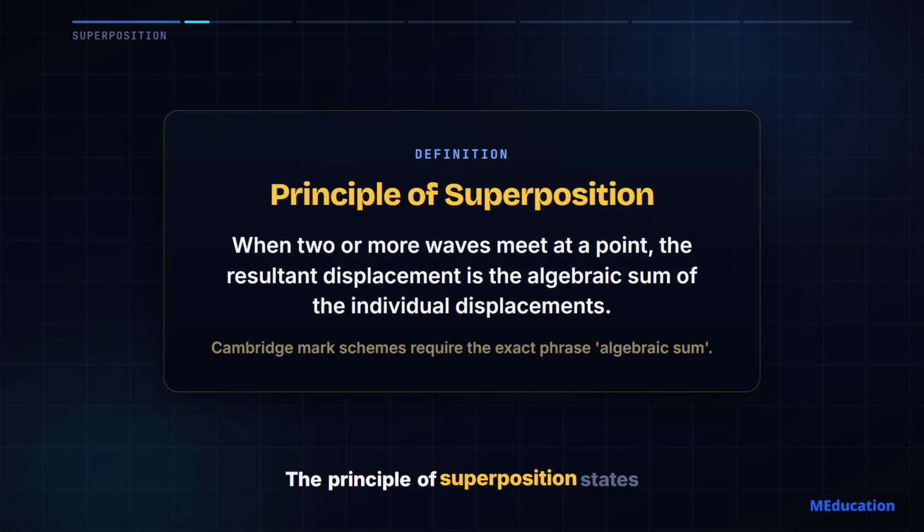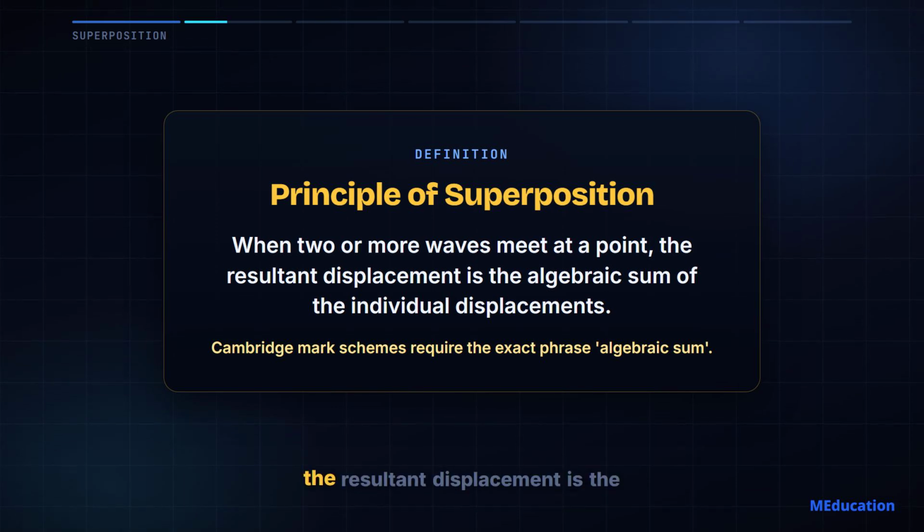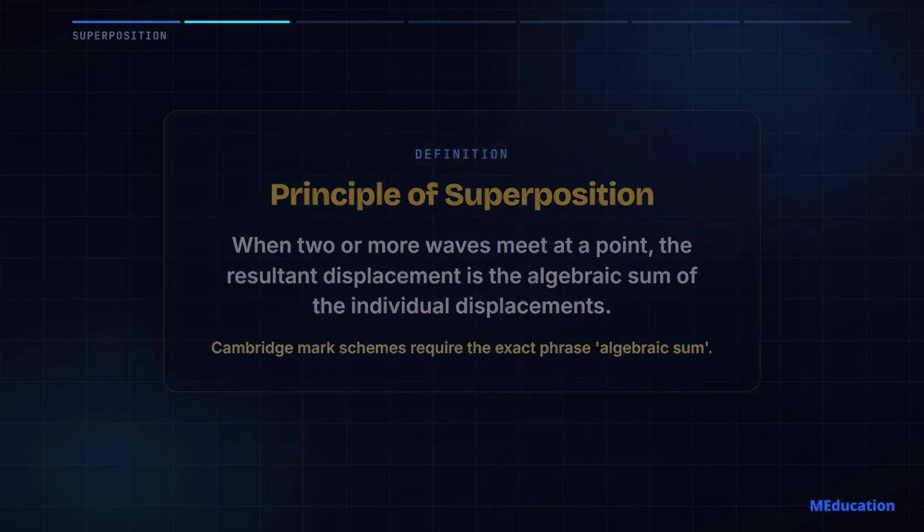The principle of superposition states that when two or more waves meet at a point, the resultant displacement is the algebraic sum of the individual displacements. You will learn to apply this rule to graphically add wave pulses together, predicting exactly what the medium looks like at the exact moment of overlap.